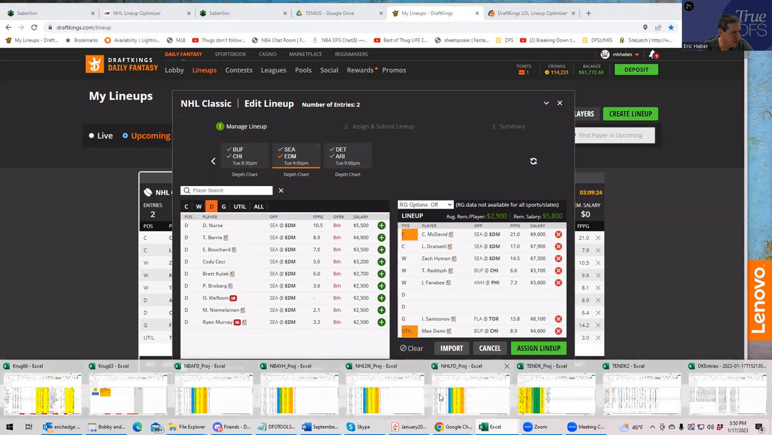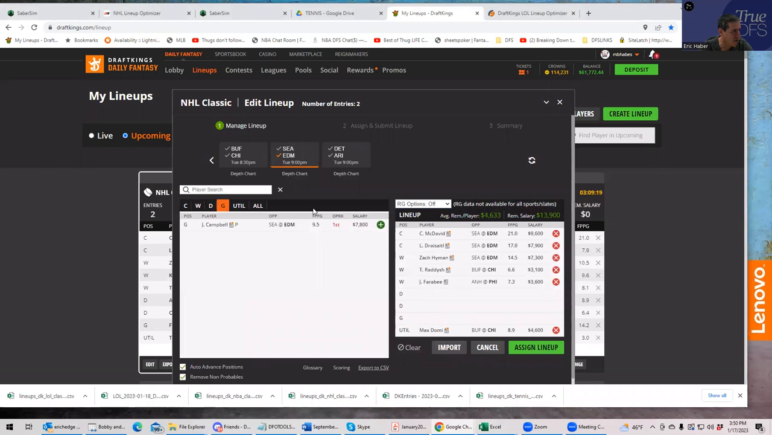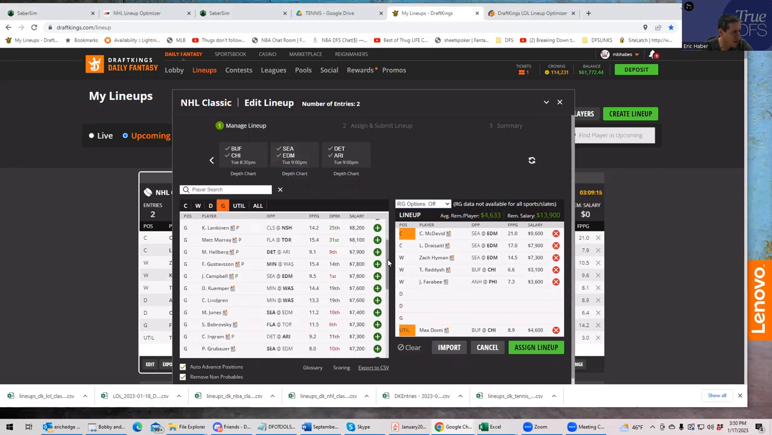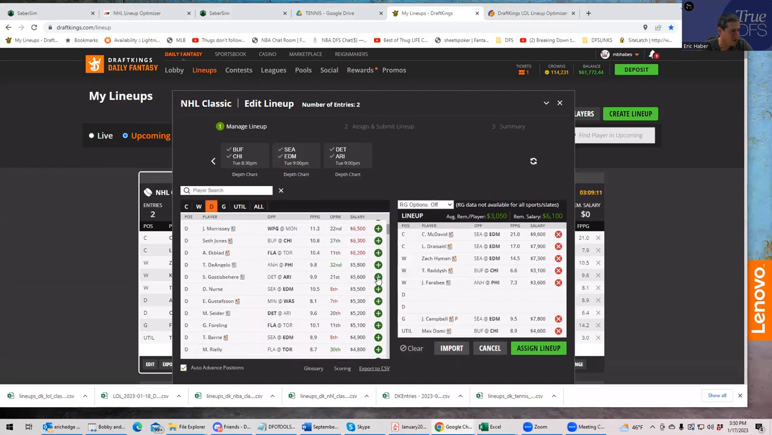Matter of fact, let's see. If we wanted to even do this, first of all, we have to pay down. We'd almost have to take the cheapest goalie available. Gustafsson, 7,800. Campbell, there you go. So you could do this. Now you're just going to have to double punt at defense. But you could certainly do it.